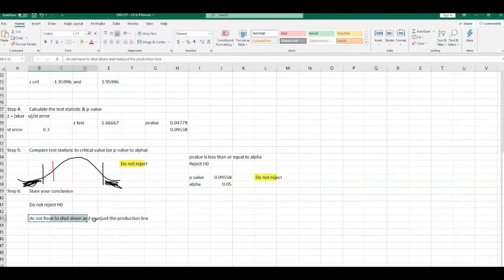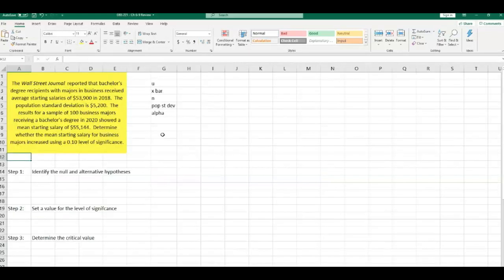So being able to figure this part out, your conclusion, is incredibly important when working through a hypothesis test, because you're going to need to put it into real terms, right? So not only do we say do not reject the null, but we also want to say what that means.